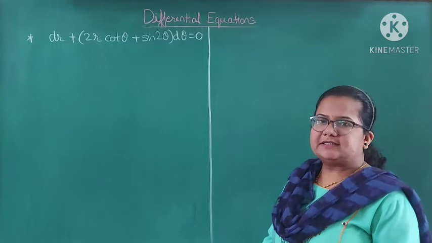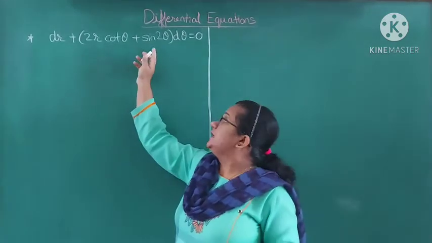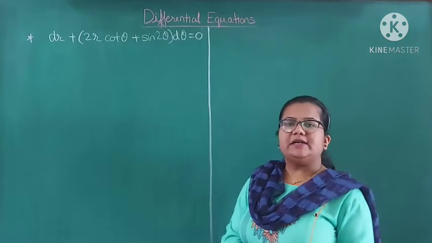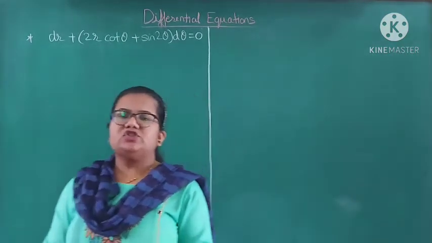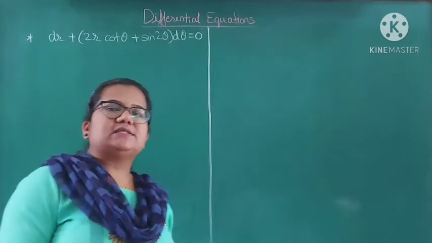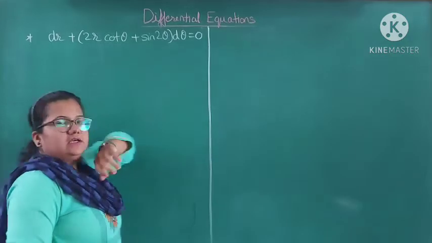Now let us see the next example. dr plus 2r cot theta plus sin 2 theta d theta is equal to 0. So just the variables have been changed. Y has become r and x has become theta, nothing else. So first what I will do, I will divide by d theta.